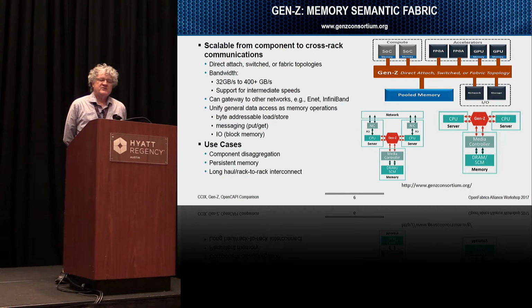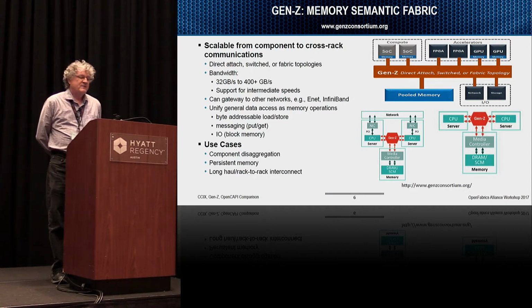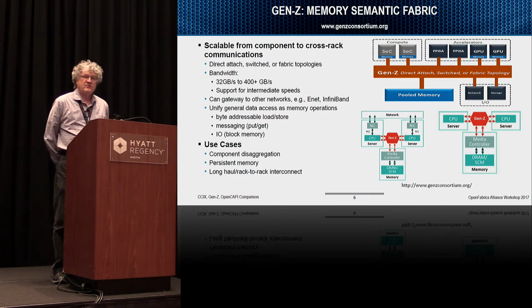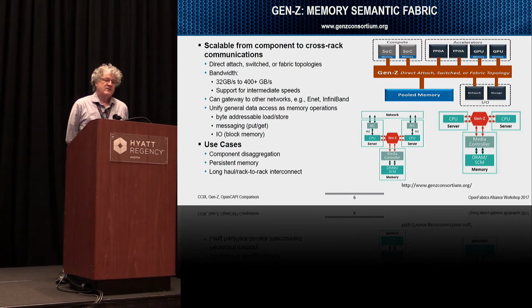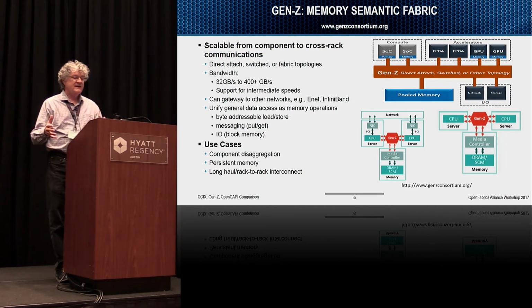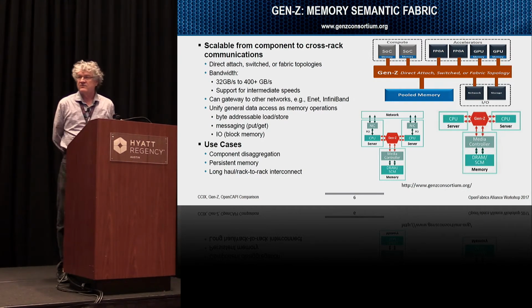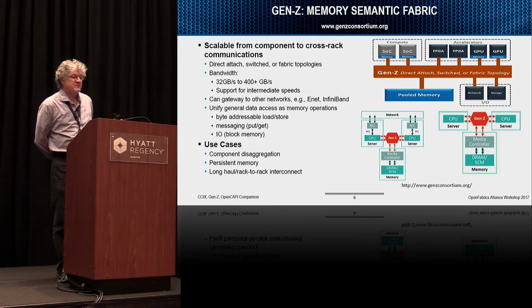Now, I gave some bandwidth numbers. Those are really projected or possible memory bandwidth numbers, but there are a lot of knobs to choose from there, and when I get to the comparison charts, those will be called out a little more directly. It also acknowledges that it is not necessarily going to be the complete fabric, and it has mechanisms to gateway to other networks, such as Ethernet or InfiniBand.